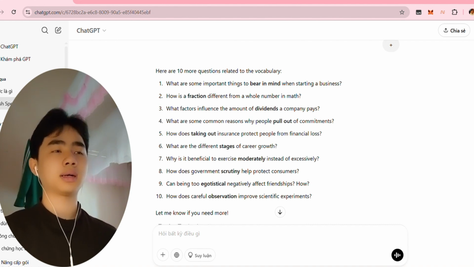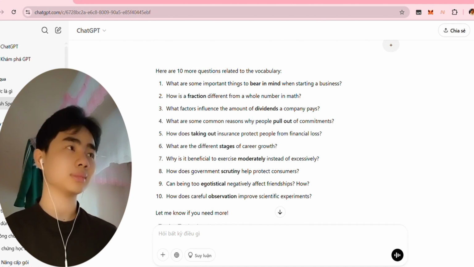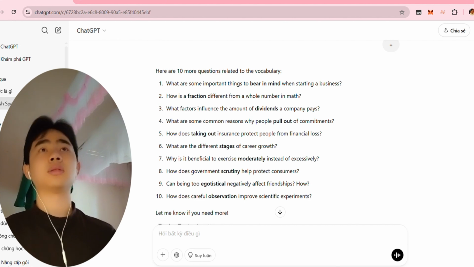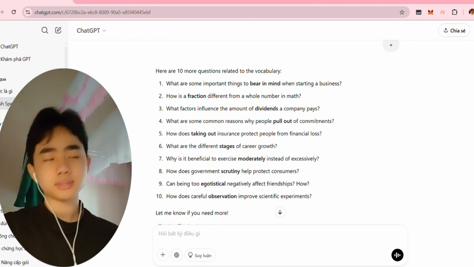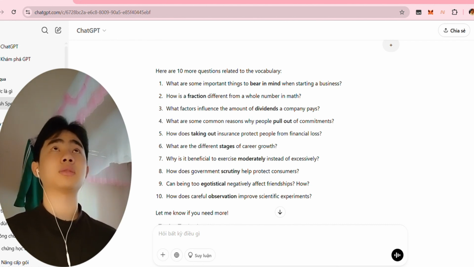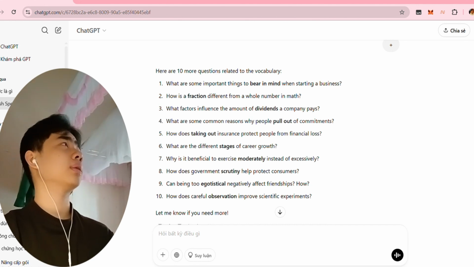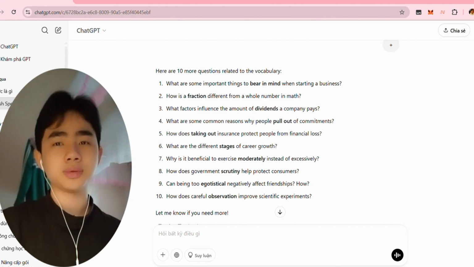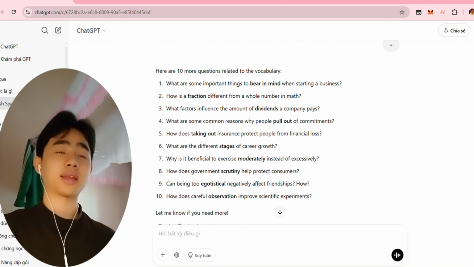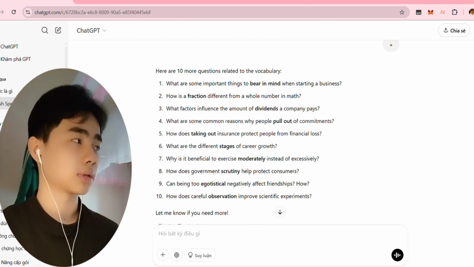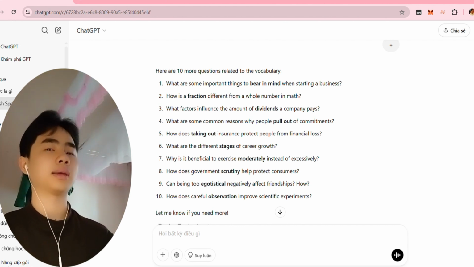Number 4 is what are some common reasons why people pull out of a commitment? Okay, I think it's really easy. They're lazy. They tried, but they feel it's really hard, and they pull out of their commitment. Or maybe just reality. I think a lot of people tend to set a lot of goals in their life, and then they realize they can't do everything in one day, they can't focus on so many things. That is when they pull out of their commitment.